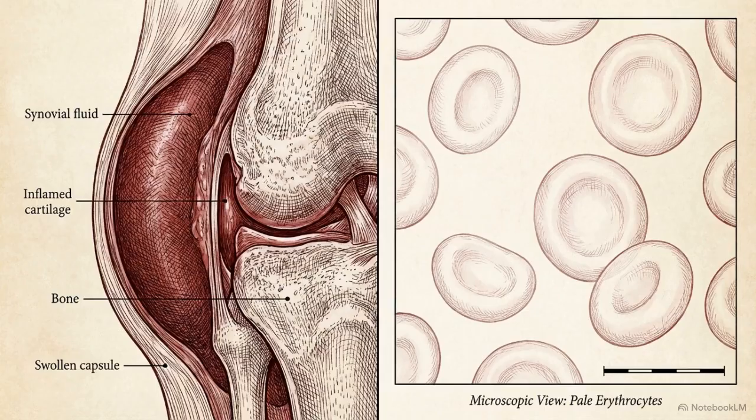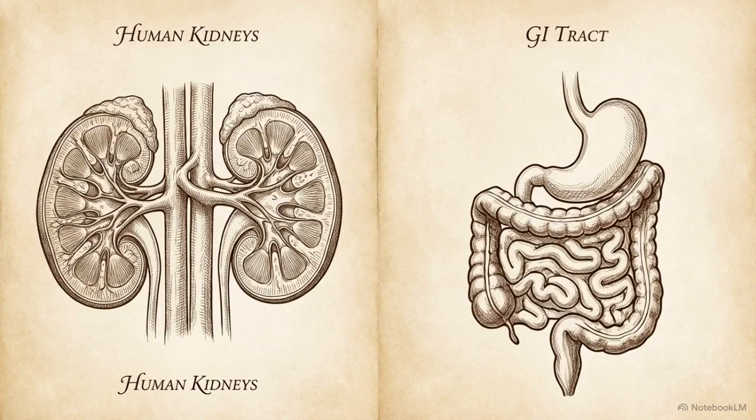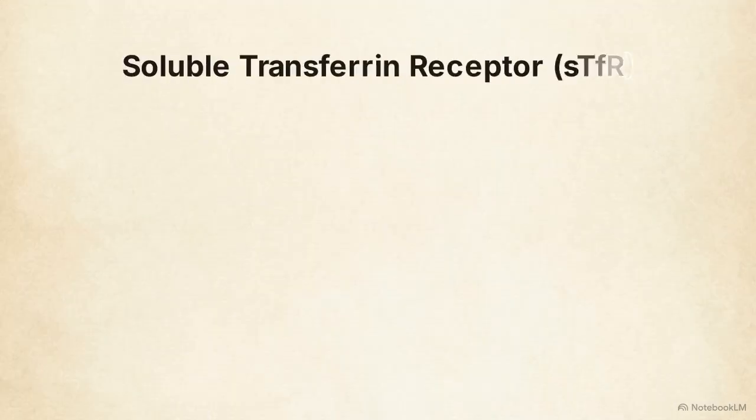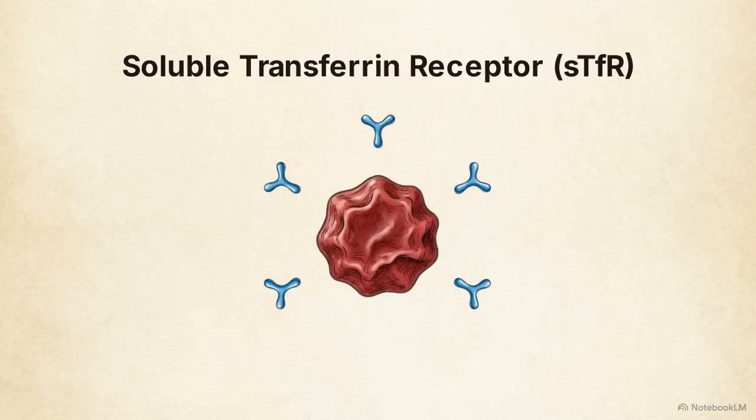In clinical practice, patients frequently present with concurrent anemia of inflammation and iron deficiency anemia. You see this constantly in populations with chronic kidney disease or gastrointestinal cancers, where chronic inflammation coexists with ongoing blood loss. This cellular model shows the ultimate diagnostic tiebreaker: soluble transferrin receptor, or STFR.